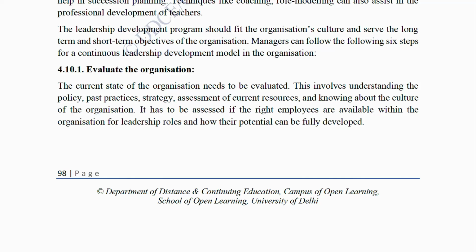4.10.1 Evaluate the organization. The current state of the organization needs to be evaluated. This involves understanding the policy, past practices, strategy, assessment of current resources, and knowing about the culture of the organization. It has to be assessed if the right employees are available within the organization for leadership roles and how their potential can be fully developed.